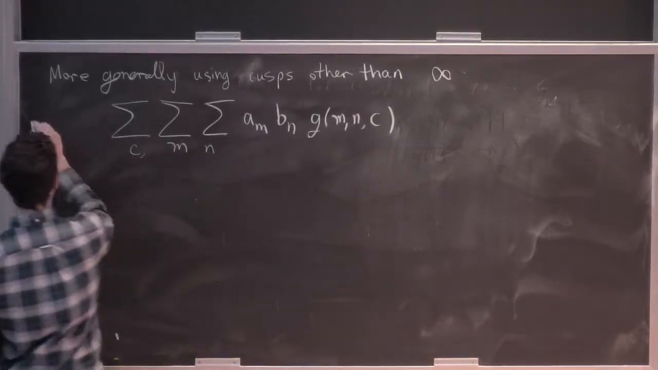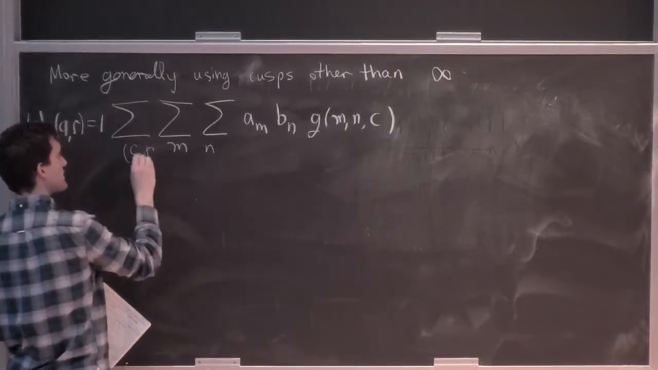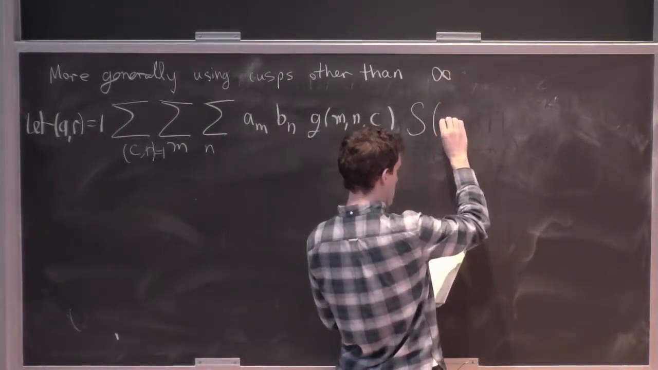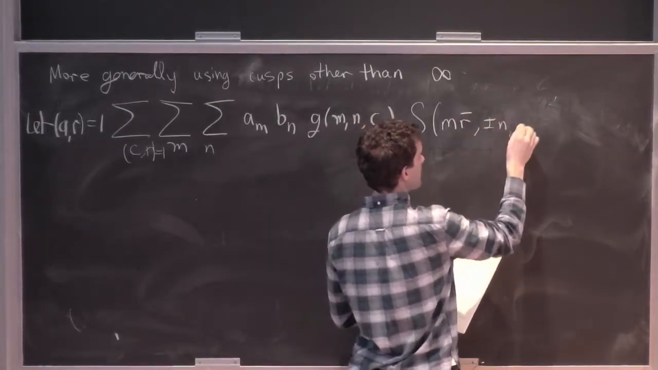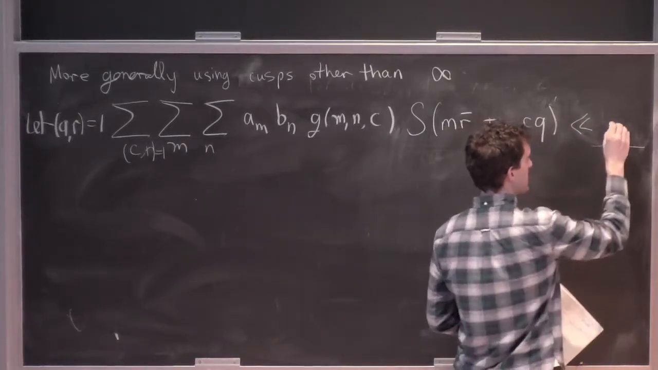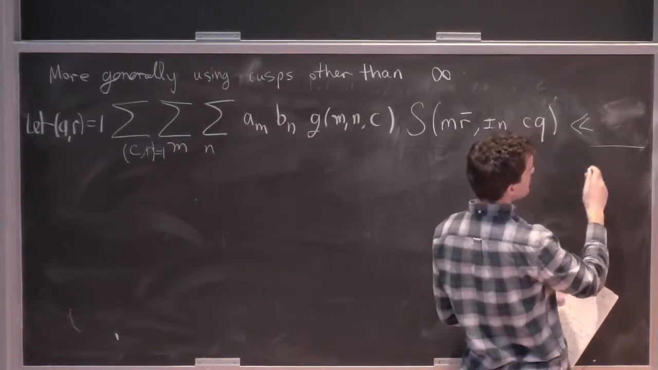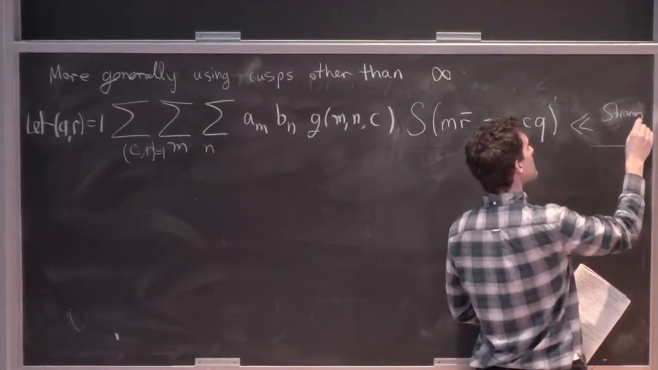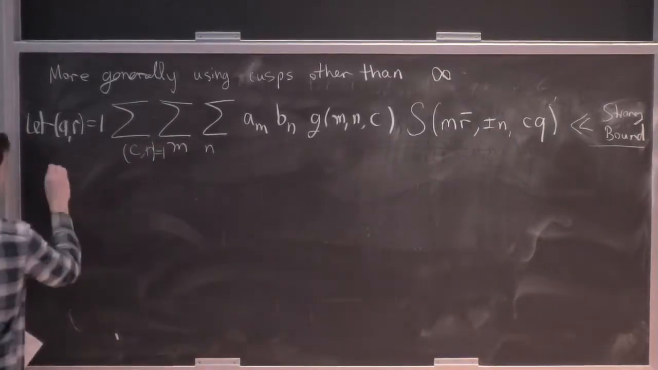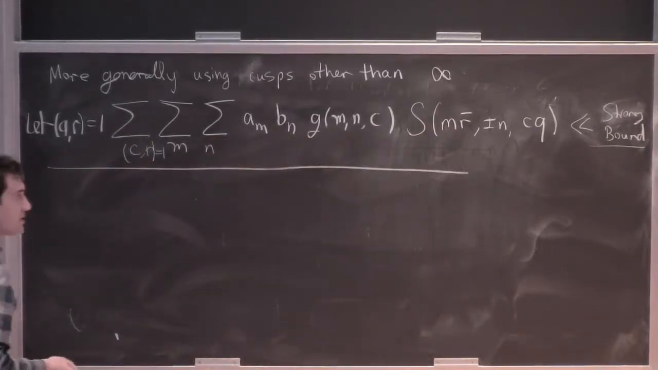Maybe I'll say c. So I'll let Q and R be relatively prime integers, and I'm only going to sum over the c's which are relatively prime to R. And then here I'm going to have a Kloosterman sum with m R-bar plus or minus n, c Q. Okay, and then this is also going to be less than something nice. Okay, it's ugly to write down, but a strong bound, I'll say. If you want to look at exactly what you get, I refer you to the paper of Deshouillers and Iwaniec. But these more general things turn out to be pretty useful in a lot of contexts.